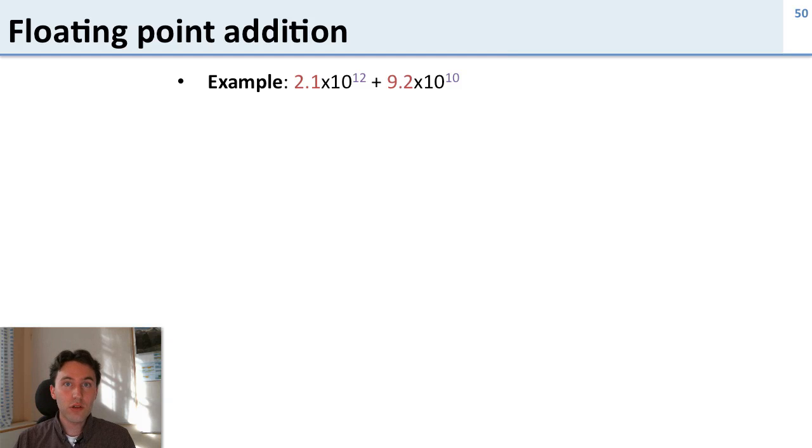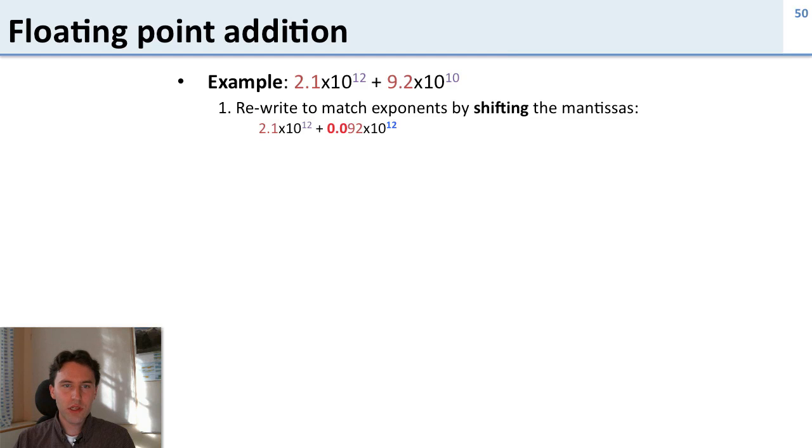So now we're going to talk a little about doing math with floating point. We're going to talk about floating point addition and floating point multiplication. So here's an example. We want to add 2.1 times 10 to the 12th and 9.2 times 10 to the 10th. So the first step in doing this is to rewrite them so their exponents match by shifting the mantissas.